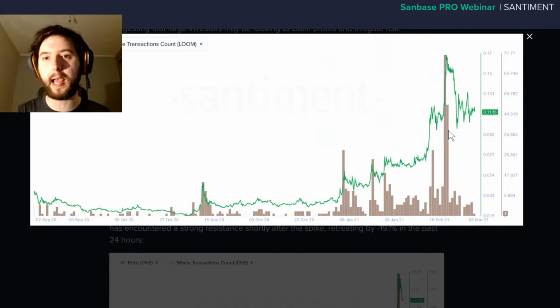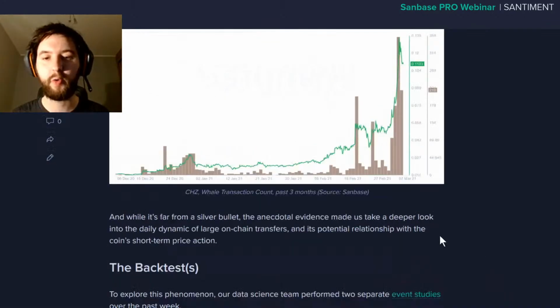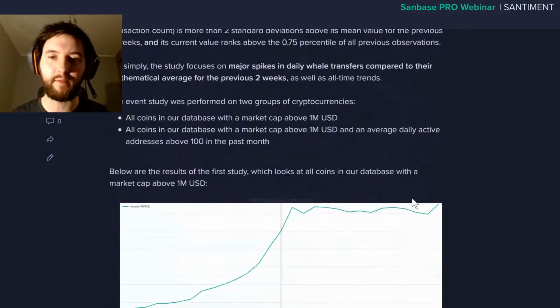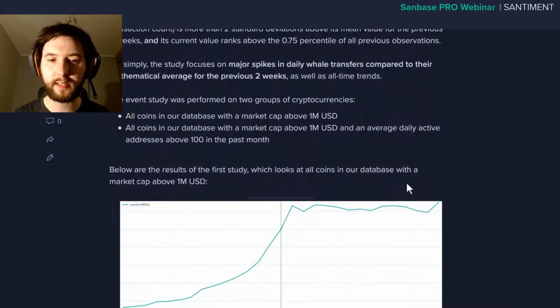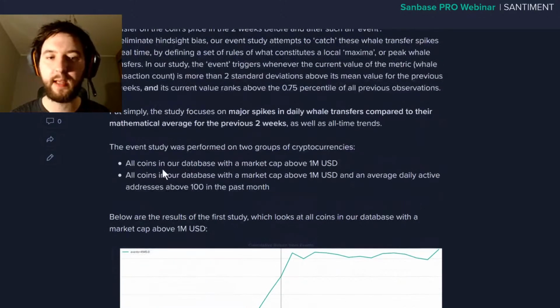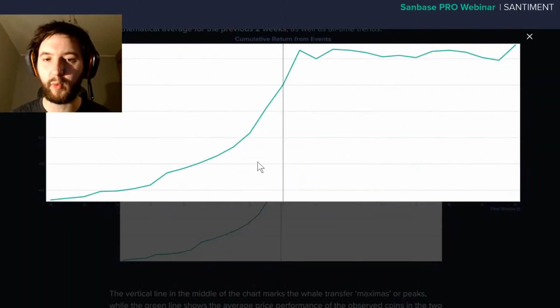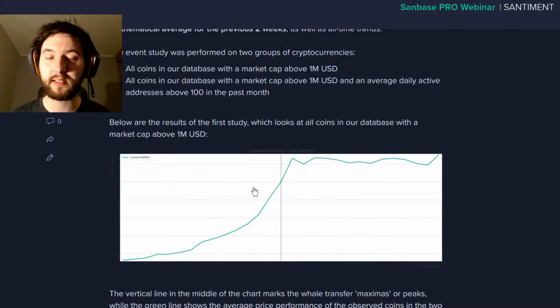And we wanted to see what happens on average with the price performance of these coins 20 days before a huge spike in whale transactions and 20 days after a huge spike in whale transactions, right? So we have done this backtest on several different types of coin categories. The first backtest that we've done is very straightforward. We looked at all of the coins in our database that have a market cap of above 1 million US dollars. So this is the performance.